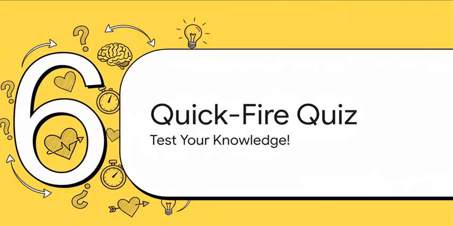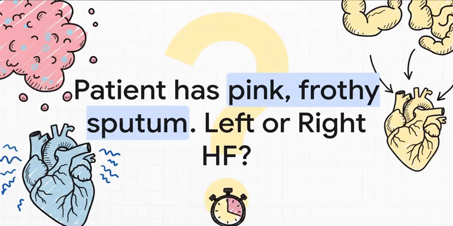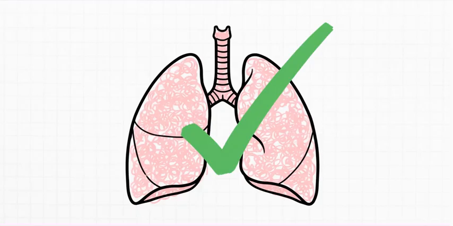Wow, you have absorbed so much. Great job. So now let's put it to the test with a quick fire quiz to see how it's all sticking. Okay, question 1. A patient coughs up pink, frothy sputum. Is this a sign of left or right heart failure? I'll give you 5 seconds to think. The answer is left-sided heart failure. That pink, frothy sputum is that classic hallmark sign of fluid backing up directly into the lungs. Remember, this is a major priority finding.